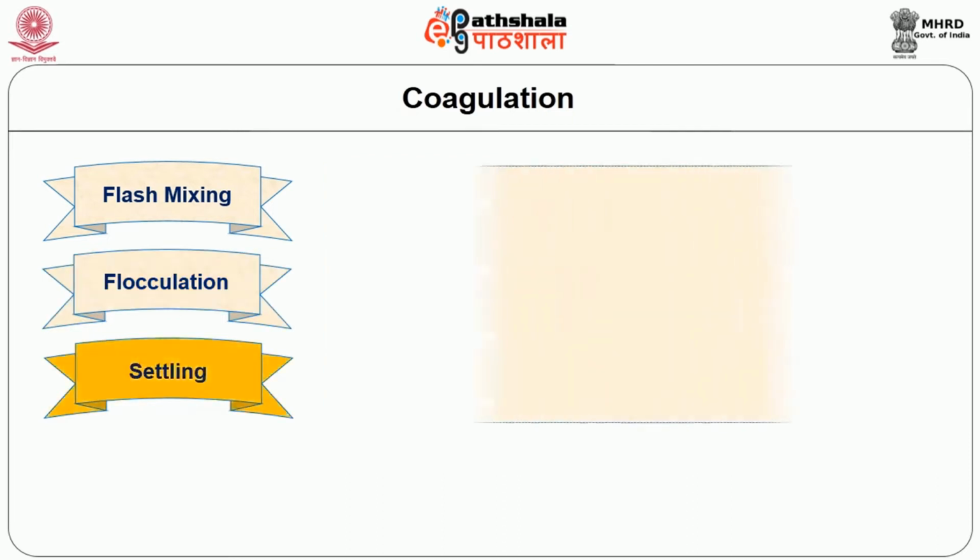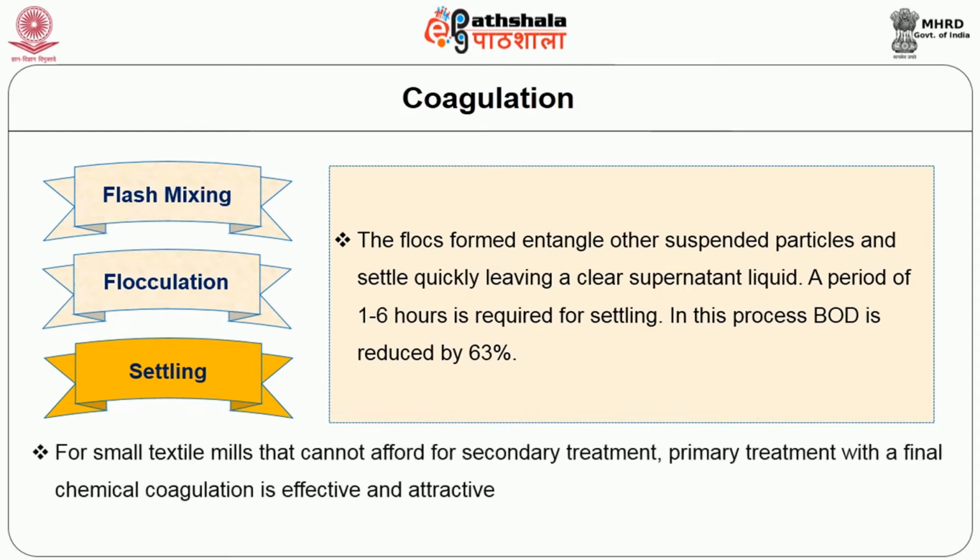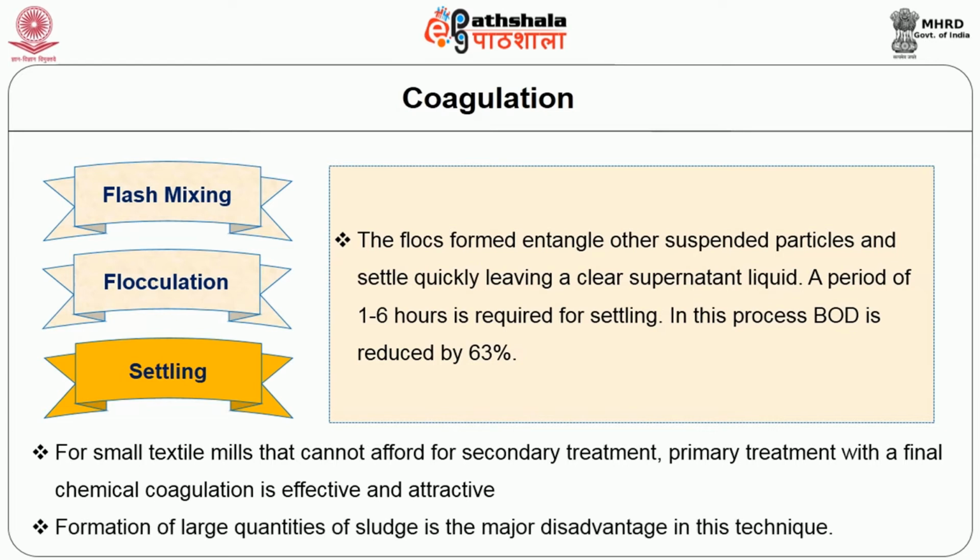The final step is settling. The flocs form, entangle other suspended particles and settle quickly, leaving a clear supernatant liquid. A period of 1 to 6 hours is required for settling. In this process, BOD is reduced by 63%. For small textile mills that cannot afford secondary treatment, primary treatment with a final chemical coagulation is effective and attractive. Formation of large quantities of sludge is a major disadvantage in this technique.